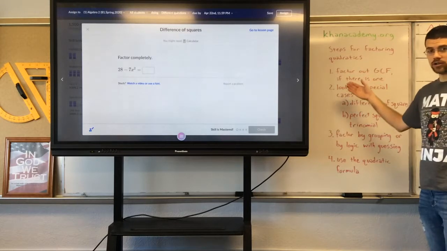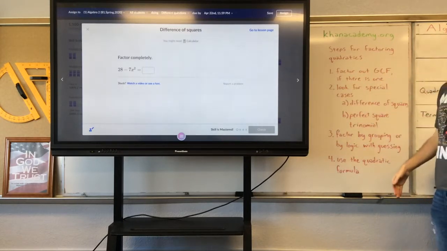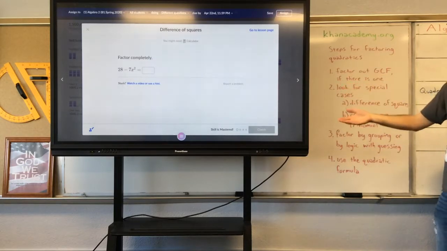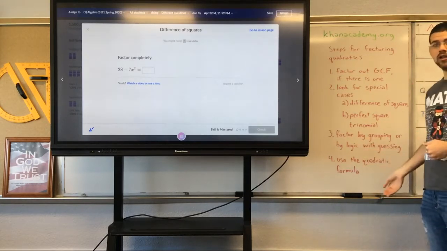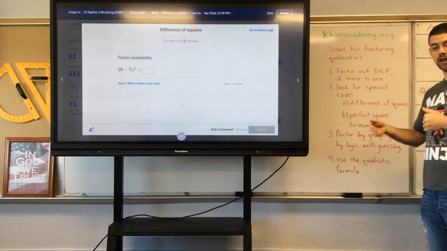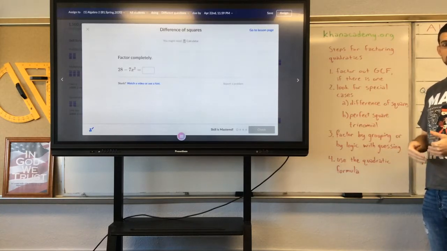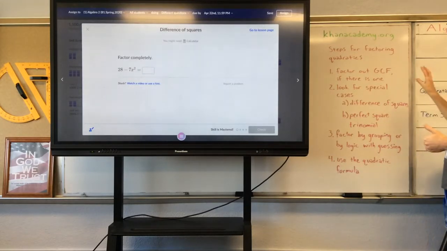The first thing you should always do is look for the greatest common factor. If there's a common factor for all of the terms in your quadratic expression, then you can factor that out first, and it will make all of the terms in that quadratic simpler: smaller coefficients, lower exponents, that sort of thing. So that's the first step always.